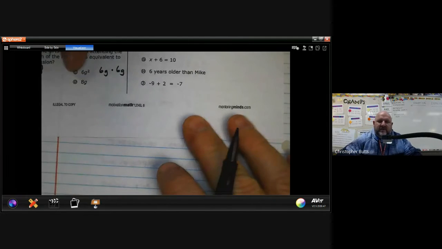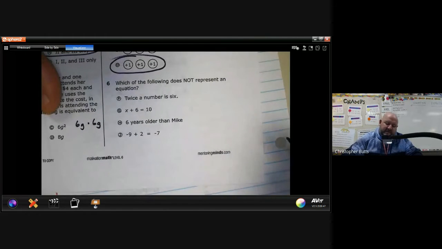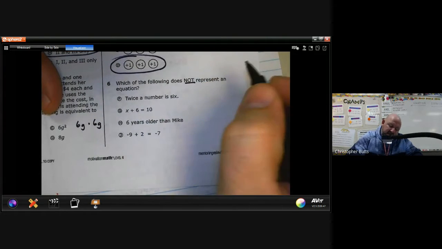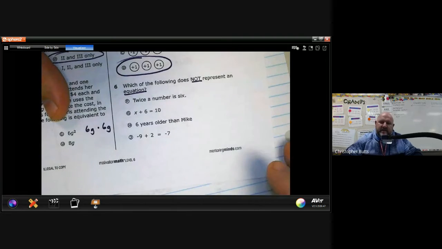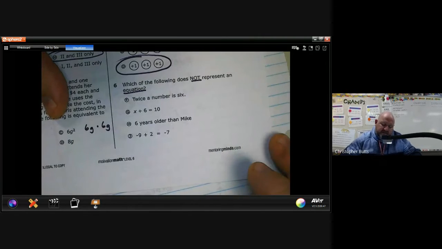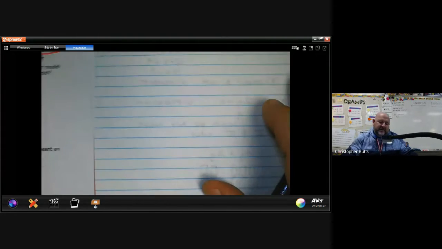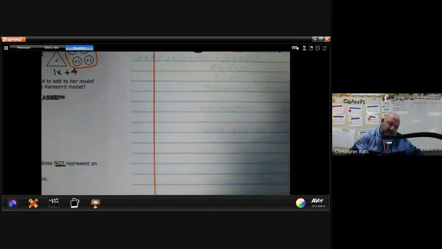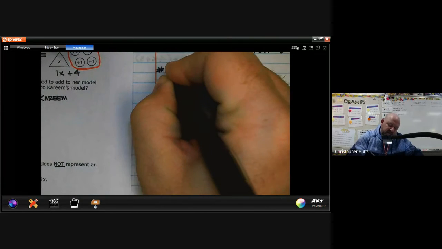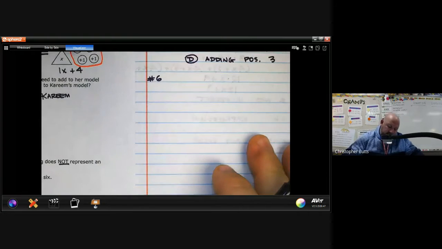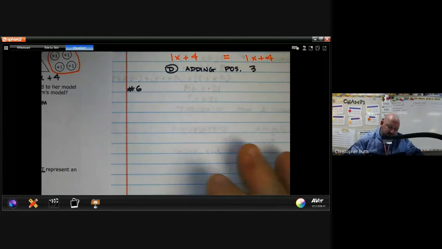Here is number 6. Which of the following does not represent an equation? Not an equation. Okay, not an equation. So we have to really think about what's going on here. So here we go. We're going to be organized again. Last one we're going to do in your journal, number 6. And I'm going to have you write these. I want you to write them out.